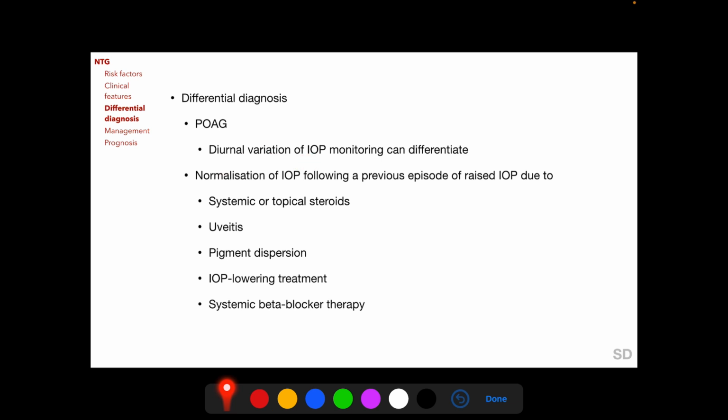The other differential diagnosis includes entities in which there is a previous episode of raised intraocular pressure which has now normalized either spontaneously or following treatment. Systemic or topical steroids, uveitis, and pigment dispersion syndrome can lead to such an episodic rise of intraocular pressure, and IOP lowering treatment and systemic beta blocker therapy can normalize a previously raised intraocular pressure.